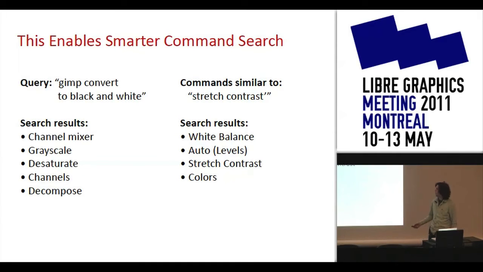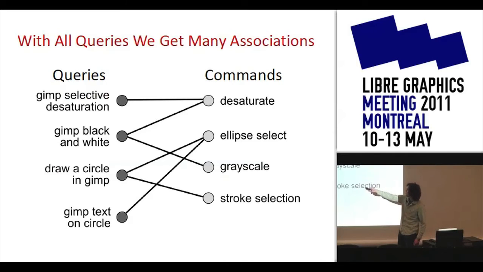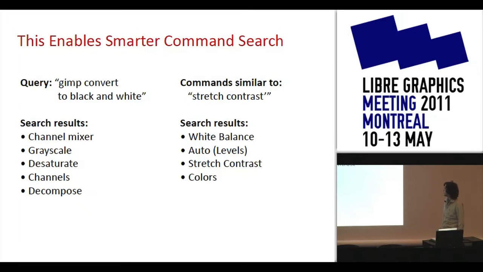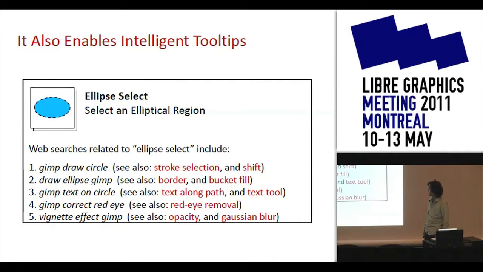That's going from queries to commands. But because we have this graph built from all of these queries, we can go in the opposite direction: from a command, what queries are associated with it? Here's something I'm working on right now. This is just a mock-up, but suppose this is a tooltip for the ellipse select tool in GIMP. Based on the data we have, ellipse select is related to the following searches: draw a circle, draw an ellipse, text on circle, correct red eye, vignette effect, and you can see what other commands are associated with that.